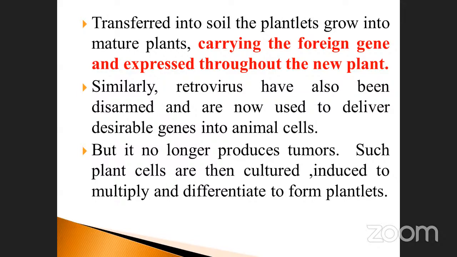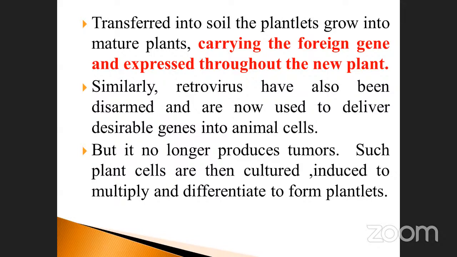So after that, what happens? The plantlets grow into mature plants. They carry the foreign genes, which are expressed throughout the new plant. That's why a mature plant contains both the genes. That is the reason it fights against many diseases, whether it may be resistance to tetracycline or ampicillin or whatever it may be, any other things.